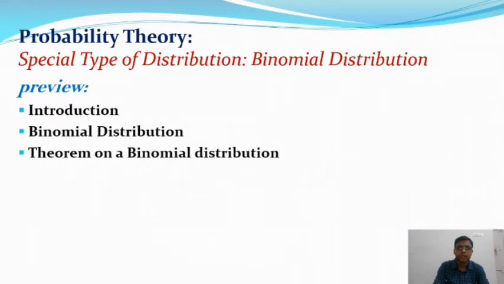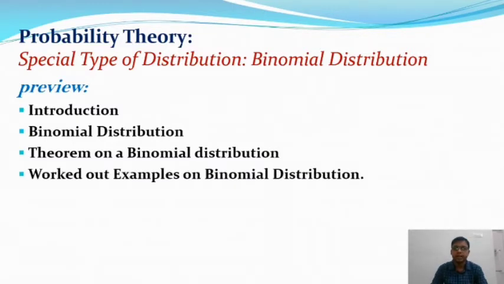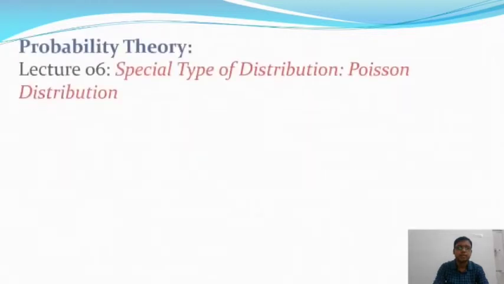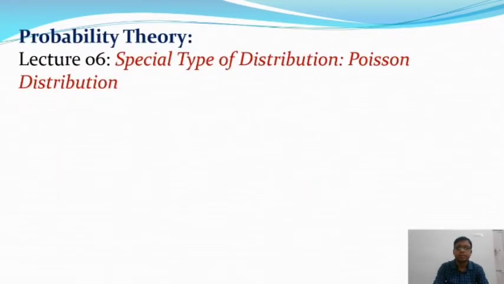After that, we discussed some theorems on binomial distributions, and the mean of a binomial distribution as well as the variance of a binomial distribution. And then I gave some related examples on binomial distributions. So today we are going to discuss the special type of distribution, that means the Poisson distributions. This part is on the probability theory, you know.